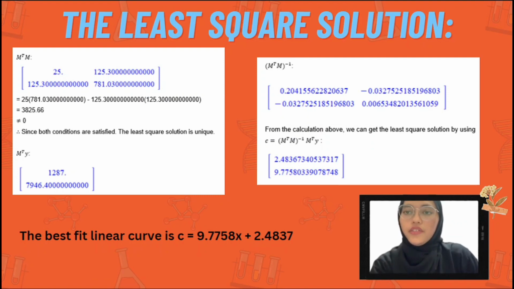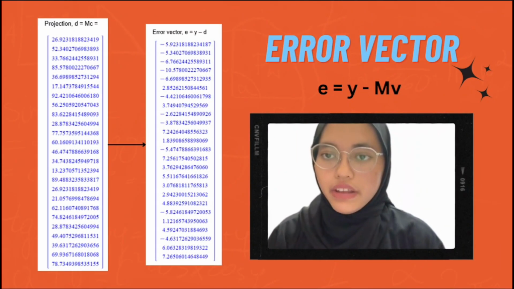Finally, after all of the calculation, we can obtain the least squares solution by multiplying the inverse of M transpose M with the matrix of M transpose Y. Then, the answer will be the values of a and b. The best fit linear curve is C equal to 9.7758x plus 2.4837.